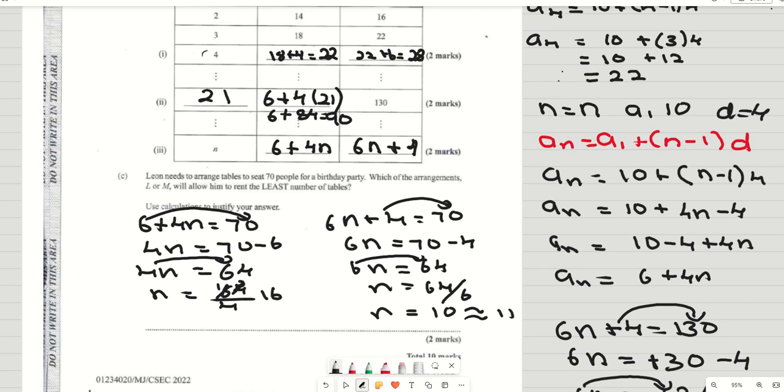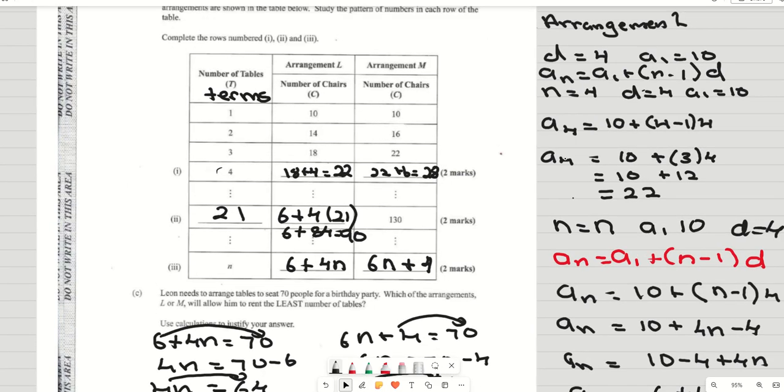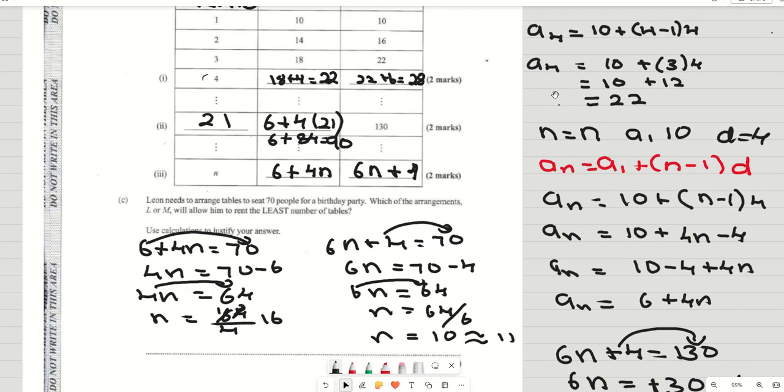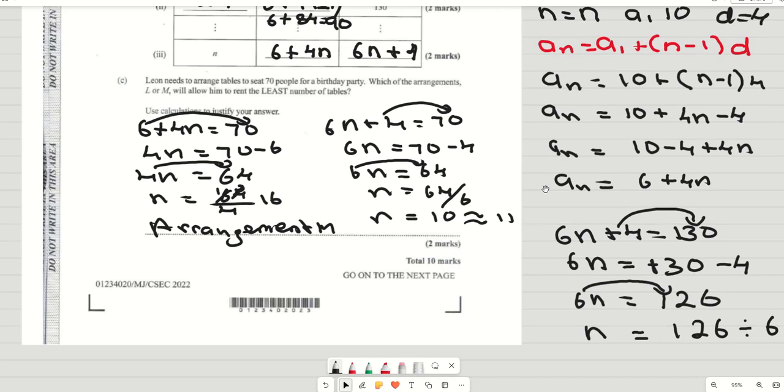So who has the least number of tables? Arrangement M. And this would be your calculations to justify your answer. Arrangement M needs only 11 tables to seat 70 people, while arrangement L needs a total of 16 tables. So arrangement M would need the least number of tables, and that is how you would do this question right here. Right, and that is the end of May-June 2022.